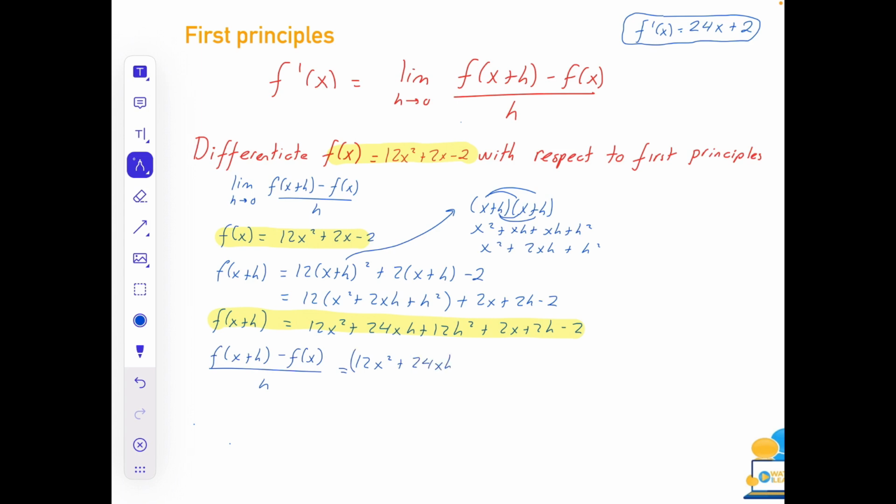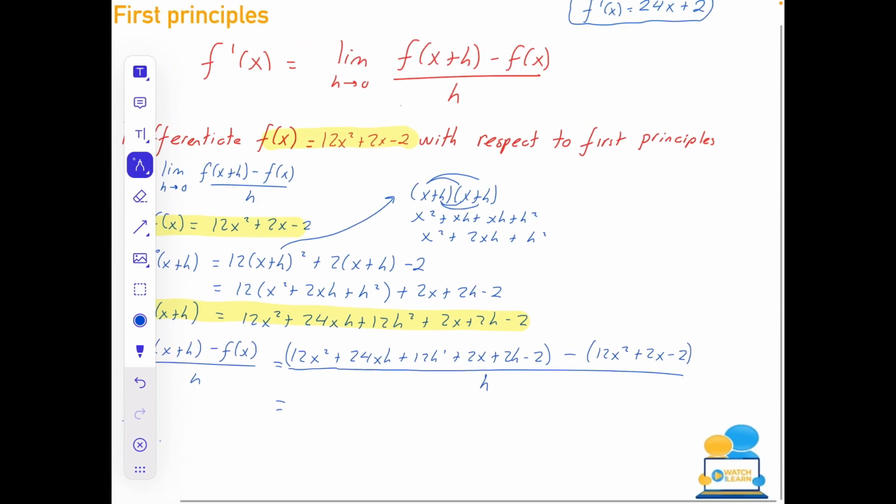So it's going to be 12x squared plus 24xh plus 12h squared plus 2x plus 2h minus 2. And from that, we're going to subtract f of x, which is 12x squared plus 2x minus 2. And all of that then divided by h. Okay, very important, don't divide by h too early. You can't just cancel things out with the h at this point.